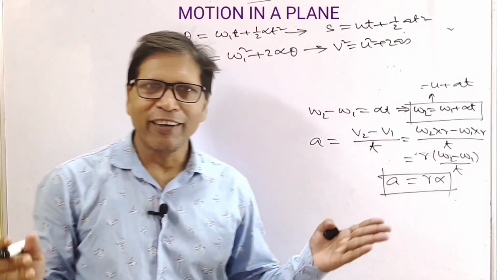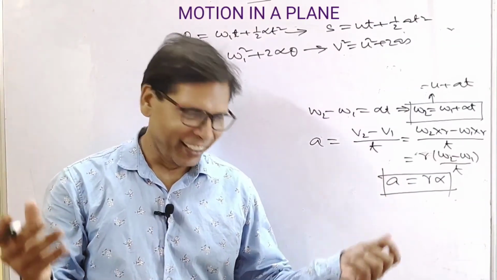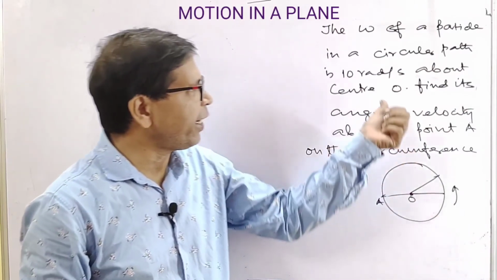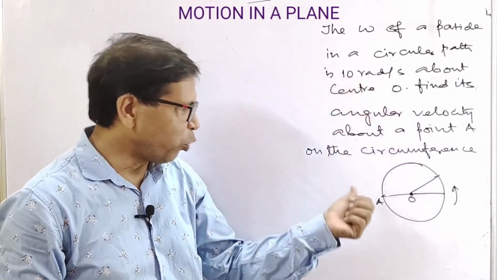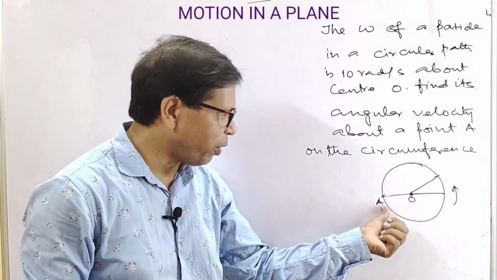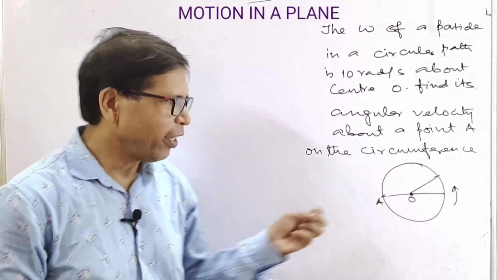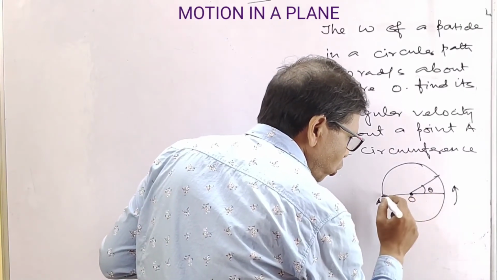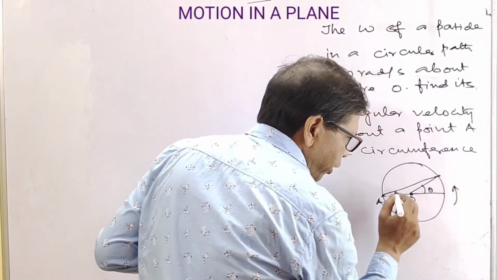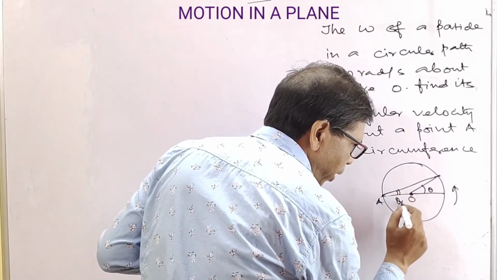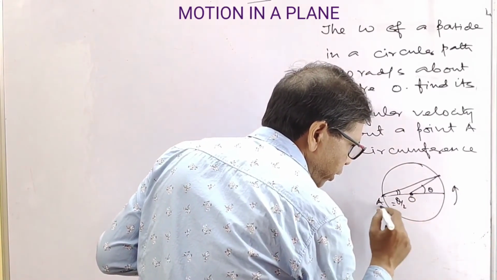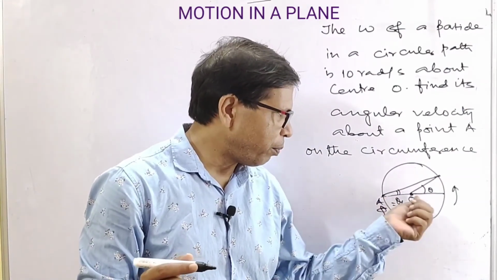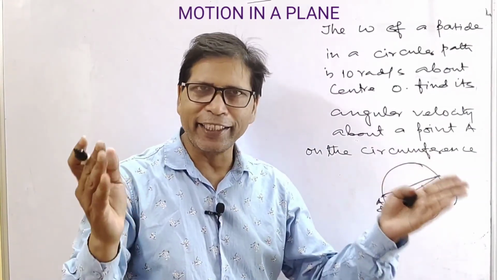Now a numerical. The angular velocity of a particle about O is 10 radian per second. Now we have to calculate the angular velocity about the point A. Now look at this, if this angle is theta, and a line is drawn here, this angle is theta by 2, this is phi, because the angle at the circumference is half the angle at the center.